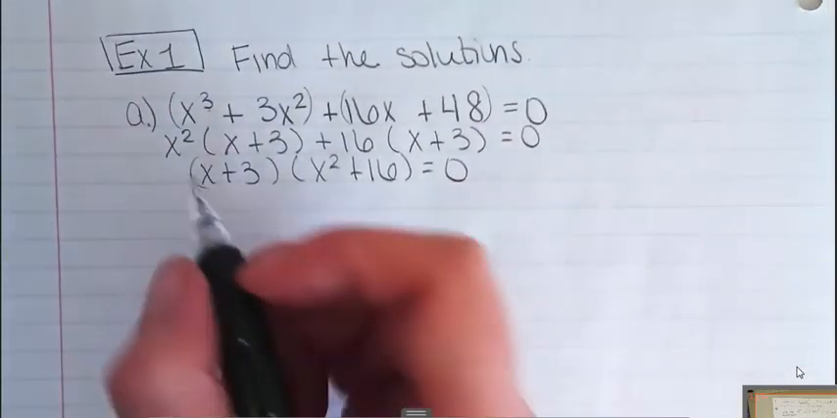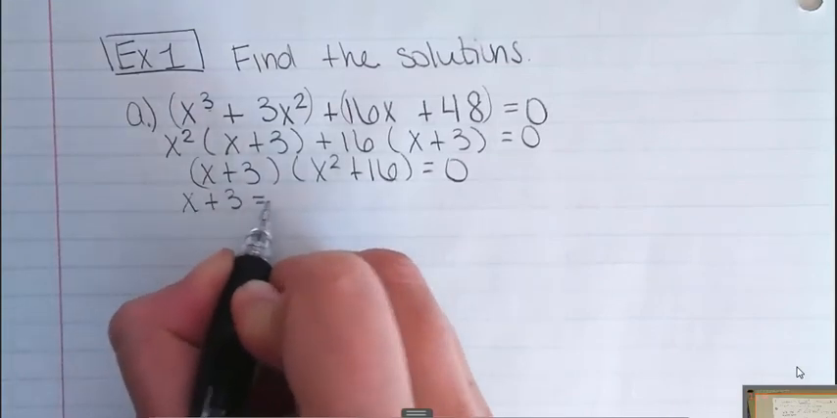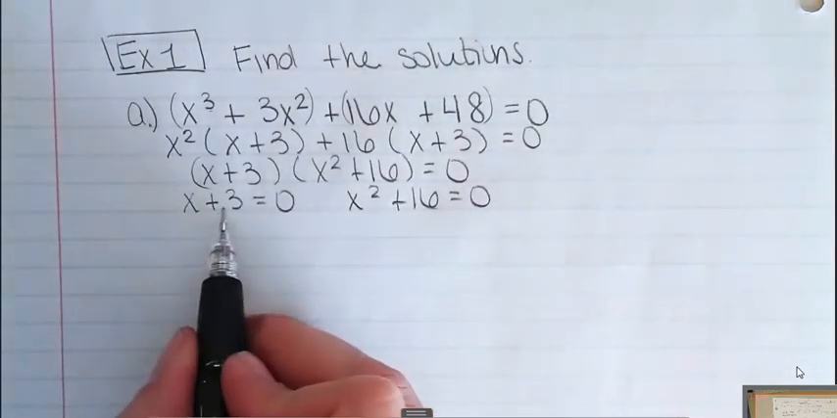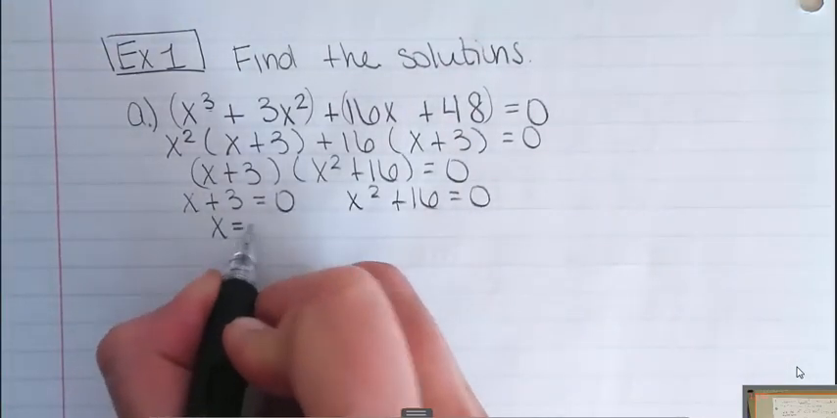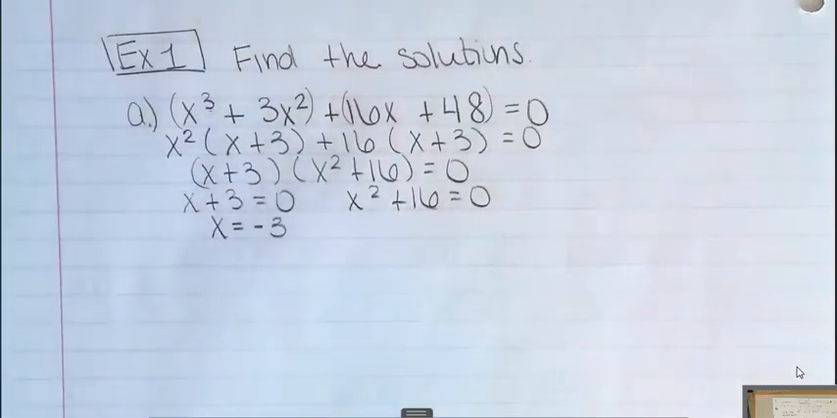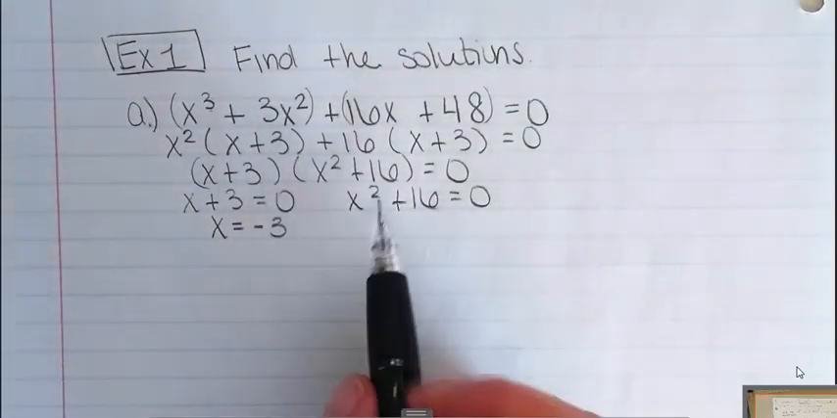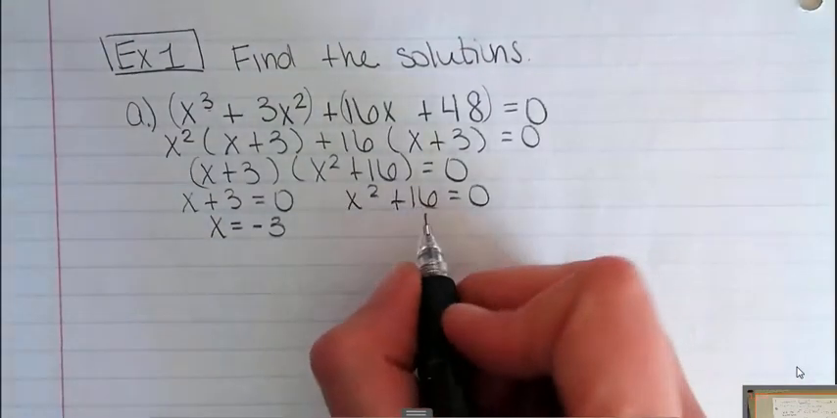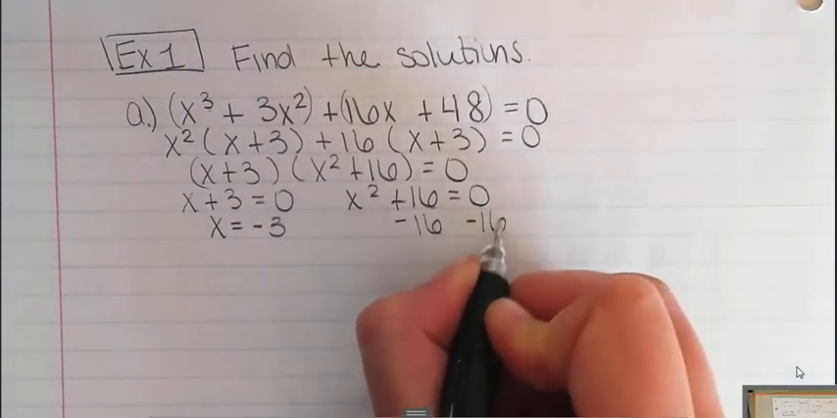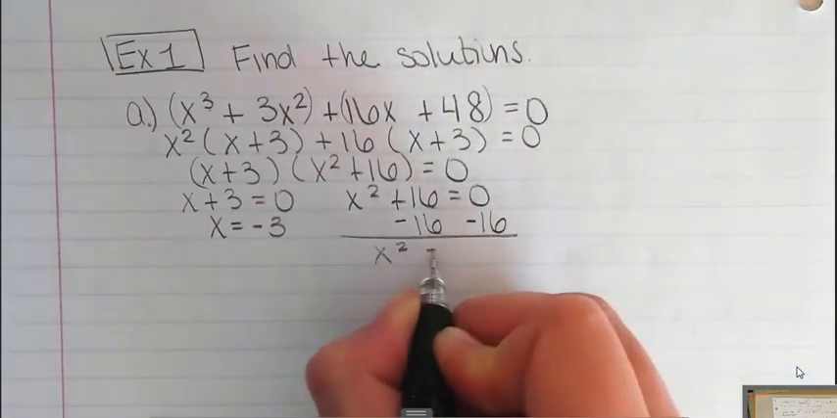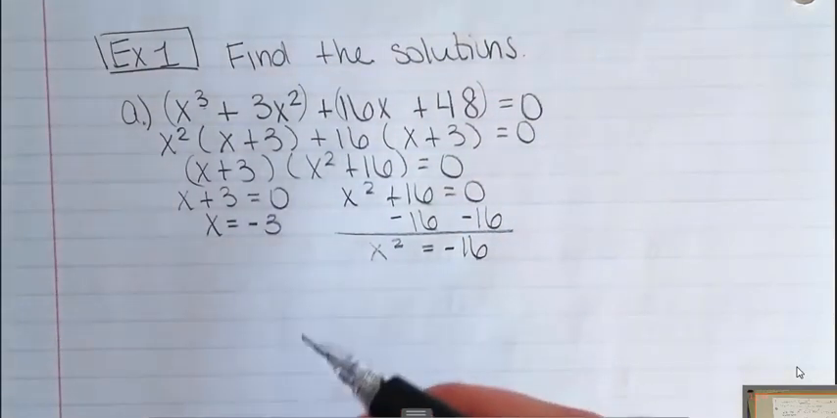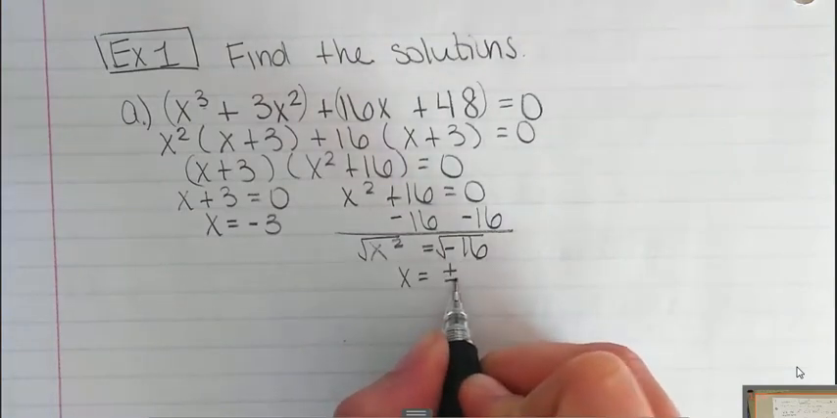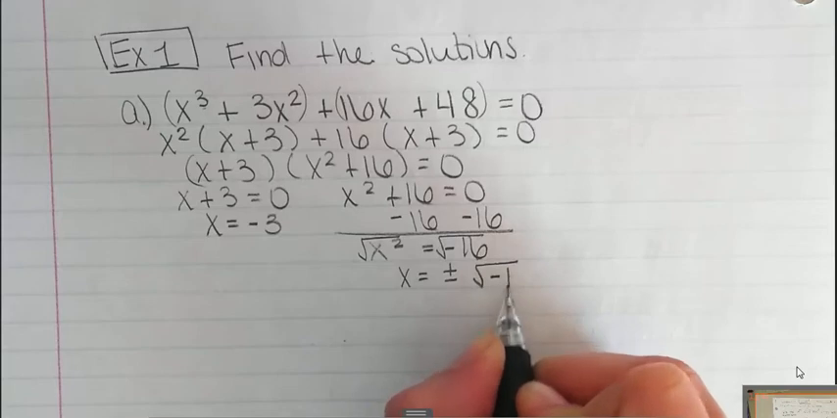Okay, so I want my solutions, so I better set each of these factors equal to 0. All right, so solving the first one, well, that one's easy. That's going to be x equals -3. This one, I can't factor that anymore, but notice I just have a binomial and there's no middle term. There's no x. So I can just subtract the 16 from both sides, and then I can take the square root. So I'm going to get positive or negative square root of negative 16.